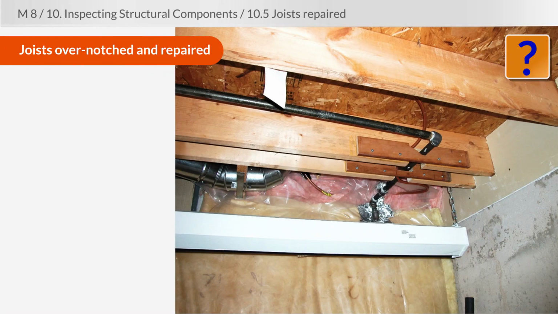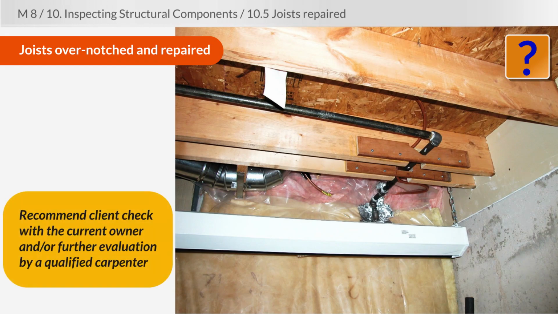So here's a good example of joists that were overnotched near the end. Now they're not overnotched all that much. Remember, at the end of the joist, you can go a quarter depth of the notch. This is probably closer to a third of the depth. Someone has put a little strapping in there, a little bit of wood they've strapped in somehow. Is that okay or not? Yeah, probably. But you can recommend the client check with the current owner. And if they're concerned about it or if there is no owner, they can have a carpenter come in and take a look at it.